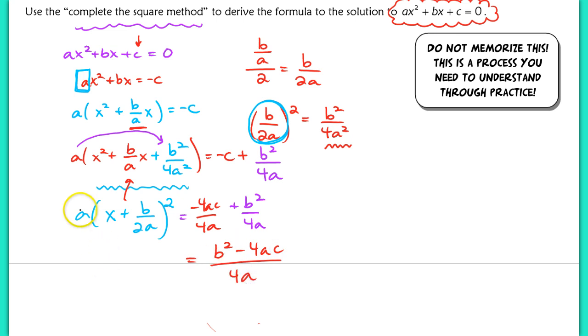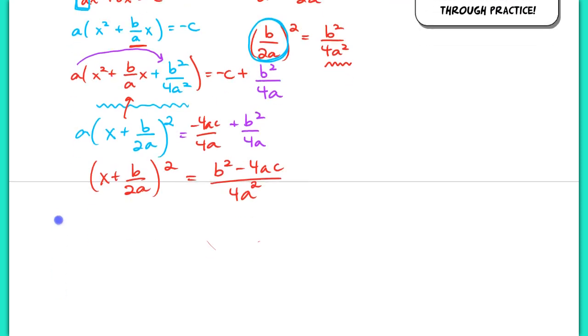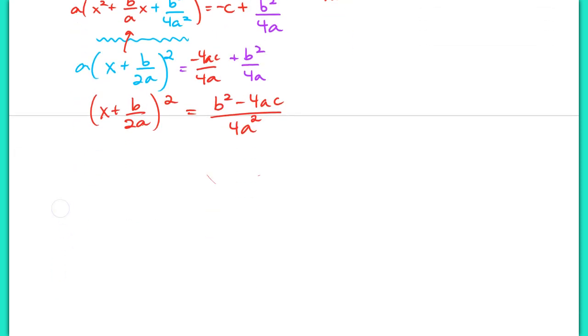That's the right-hand side. I still have this a here, though. So now I'm going to divide out that a to the other side. Let's see. Let's keep that the same. We're going to divide that out. So now I have a squared in the denominator. Once I divide that a to the other side, it becomes 4a squared in the denominator. All right, hopefully you're still following me. And like I said, we're going to get a lot of practice with this, okay?